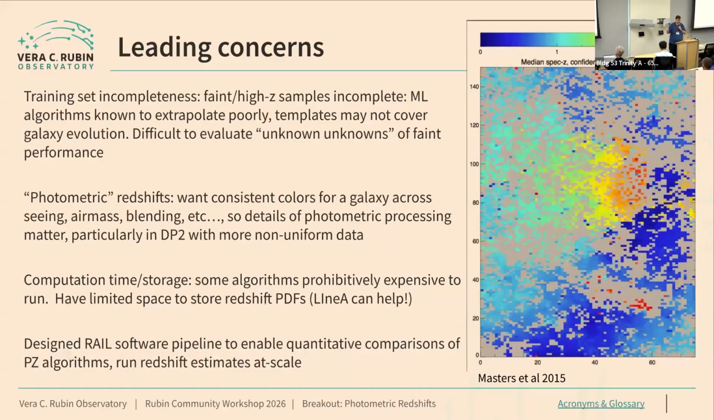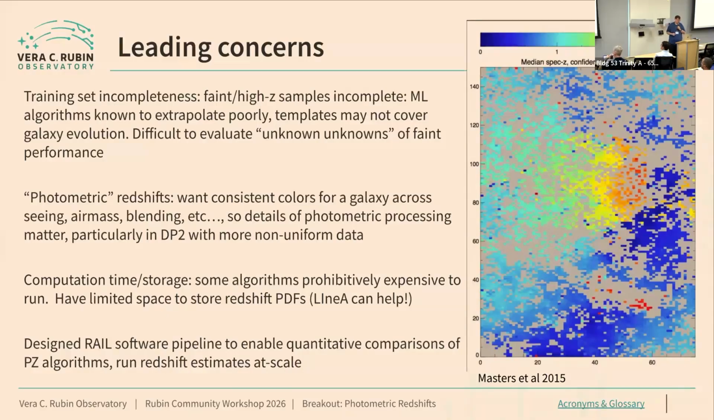You don't want to be dependent on seeing. You don't want to be dependent on the air mass that you're at or other observable effects. You want to be uniform across the sky. And for DP2, we're a little less uniform than we expect to be even for DR1. So we're going to talk about DP2 Photo Z's, TQ will in this session. It will be a little extra concern because it's a little less uniform than some of our other data sets.